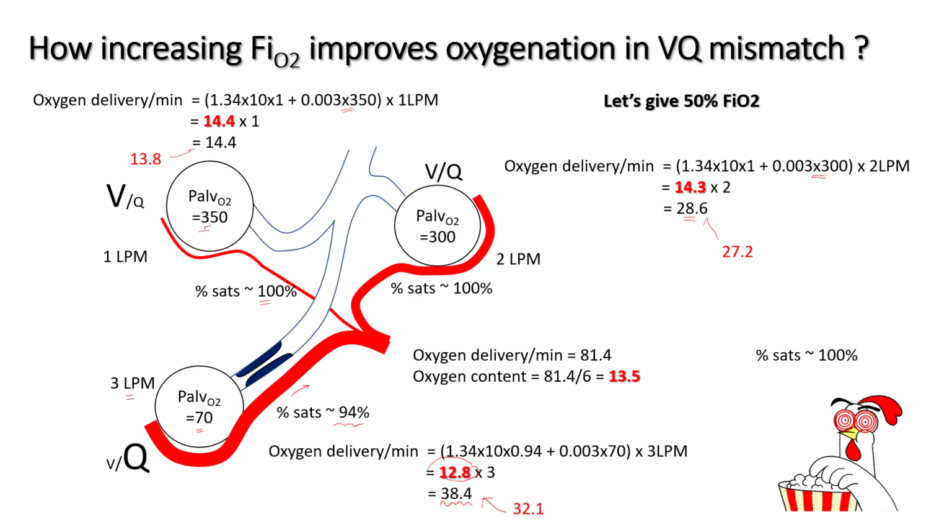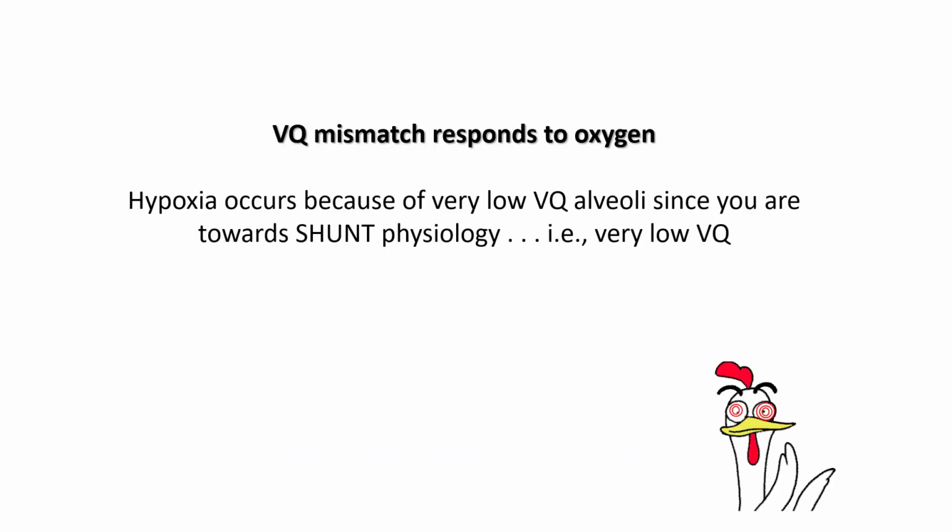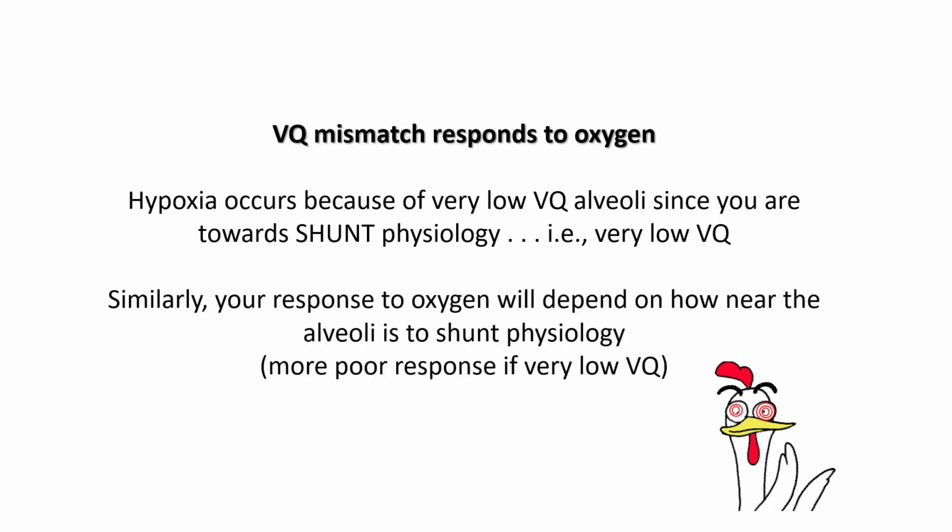Similarly, you can see that once you average things out, this will correspond to O2 sats of 100%. Even with low VQ, with a pretty high amount of cardiac flow through them, increasing the FiO2 improves the oxygen sats. So VQ mismatches respond to oxygen. The hypoxia in these patients occurs because of very low VQ alveoli, since you are trending towards the shunt physiology. And similarly, your oxygen response will also depend upon how near the alveoli is to the shunt physiology.